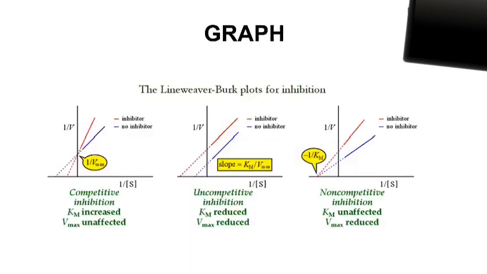These are the differences. Then the Lineweaver-Burk plots for inhibition: the graph is plotted to determine the Km and Vmax. That is how we figure out whether Vmax and Km decrease, remain unchanged, or increase in all three types of inhibition.